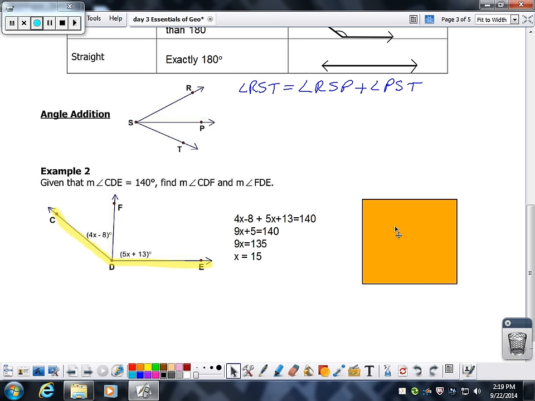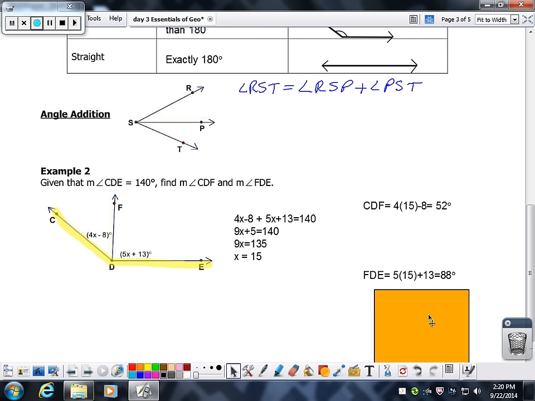Finding out x is great, but the question asks us to find the measure of those other two angles, so we need to plug back in. So the measure of angle CDF is 4 times 15 minus 8, or 52 degrees. And the measure of angle FDE is 5 times 15 plus 13, which is 88 degrees. And to check, 52 plus 88 does in fact equal the 140 degrees that we're looking for.